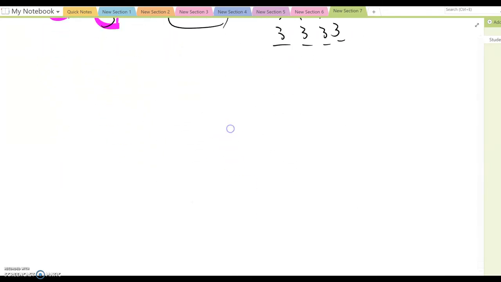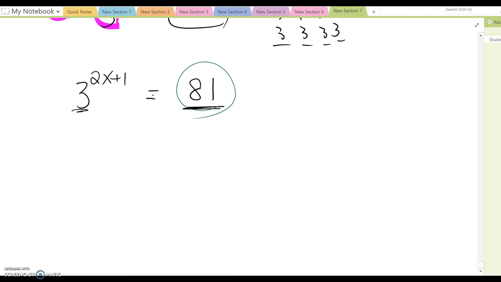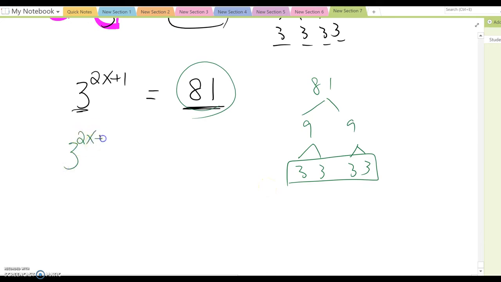And then what about this case? Maybe 3 to the 2x plus 1 equal to 81. Whenever you do this, you need to think whether this value is this base to some power. Which means you are finding its prime factorization, and we want to see that first. So 81 means 9 times 9, and 3 times 3 and 3 times 3. So this becomes 3 to the 4th power. So 3 to the 2x plus 1 equal to 3 to the 4th power.